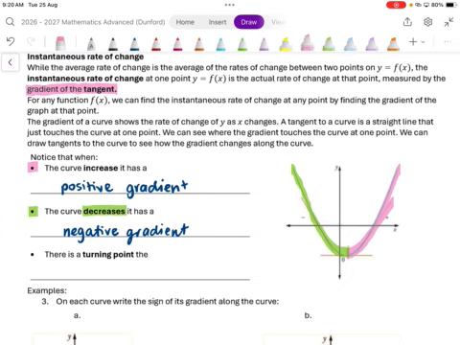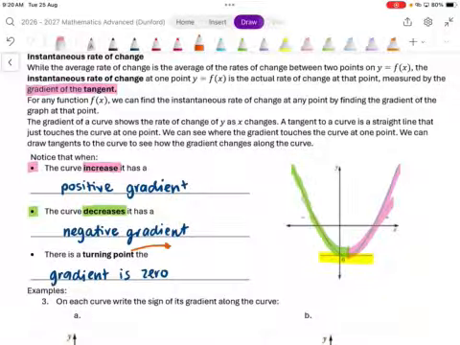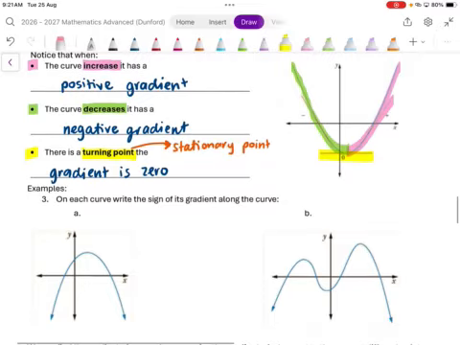And then we have a turning point, which is down here. Where it goes from decreasing to increasing, that is called our turning point. And that means that the gradient is 0. A turning point is also called a stationary point, but we'll look into stationary points a little more as we get into Year 12 work.